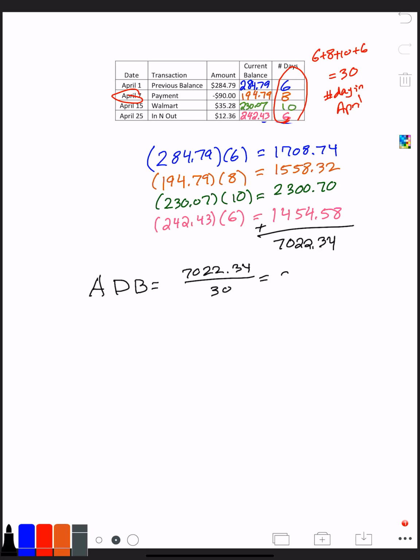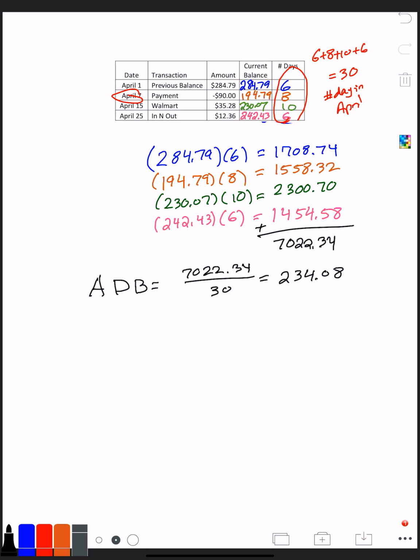And this gives us an average balance of $234.08. Notice that never did we actually owe $234, right? We owed $284, $194, $230, $242. Never did it work out to be exactly this, but that's our average over the month. And you see it is kind of in between all the values we had there.